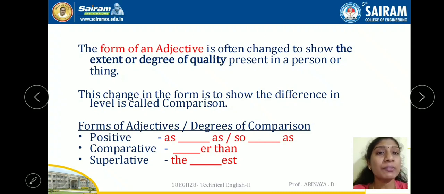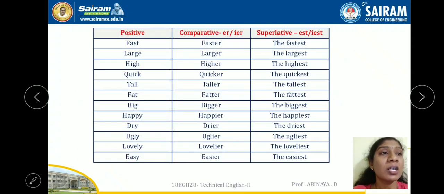So what are these forms of adjectives? We can use these positive forms, comparative forms and superlative forms as degrees. I already told you why we are using this adjective change: it is to show the comparison between two nouns. At the time, we have to use these comparative and superlative forms of adjectives. So what are those comparative and superlative forms of adjectives?